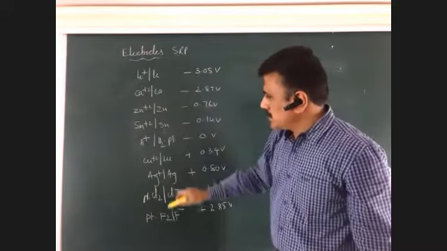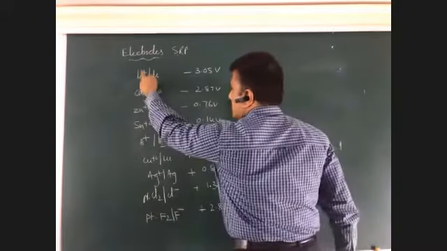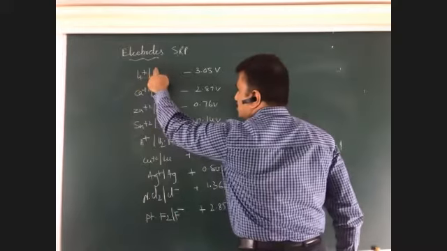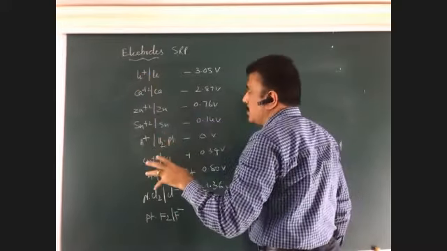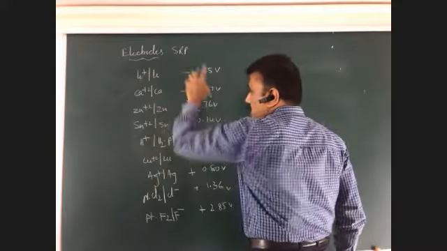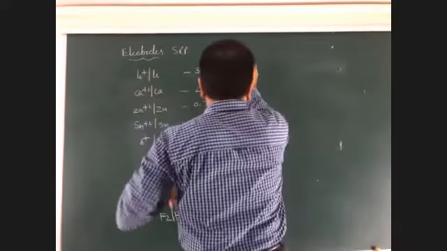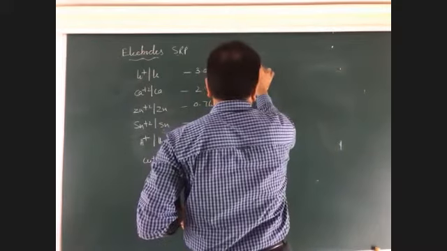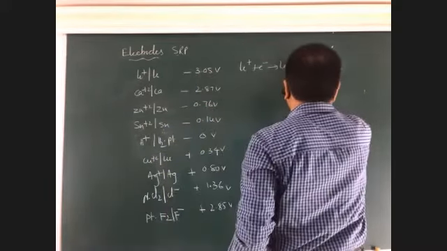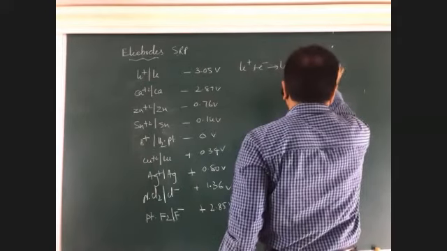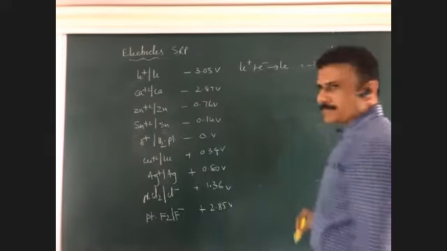In this series, lithium plus to 0. That is called reduction. Hence, the reduction is represented. So for this, the reaction will be like this: Li plus plus electron changes to Li. The value of this is minus 3.05 volts.